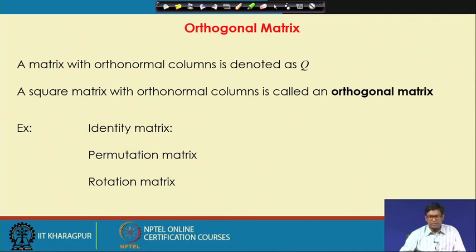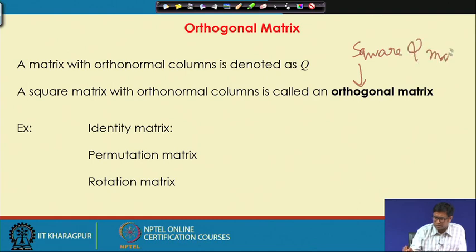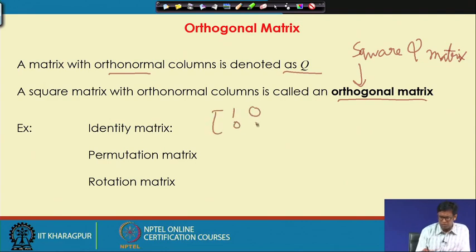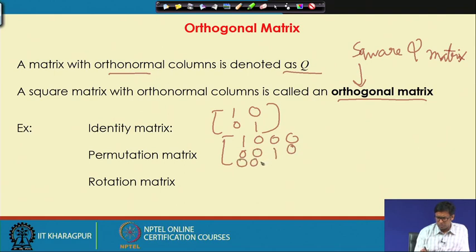There can be some examples of orthogonal matrix. In all these cases the columns are orthonormal. We can write a square Q matrix. Q matrix is a matrix with orthonormal columns. If a Q matrix is square, it is called orthogonal matrix. An identity matrix, for example, (1, 0; 0, 1) is an orthogonal matrix. A permutation matrix like (0, 0, 1; 1, 0, 0; 0, 1, 0) is also an orthogonal matrix.